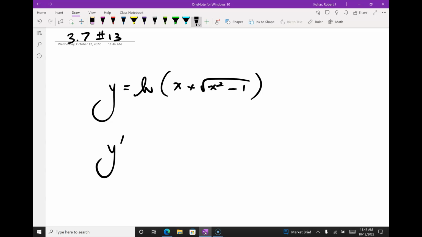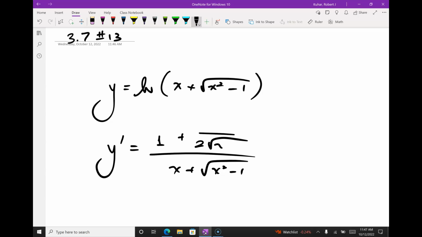Okay, so this is a good example. What's the inside? Nothing to think about much at all there. What's the derivative of the inside? 1 plus 1 over 2 square root, keep the cat in the bag, times another derivative of the inside, 2x. Right? The derivative of x squared minus 1 is 2x, yes?